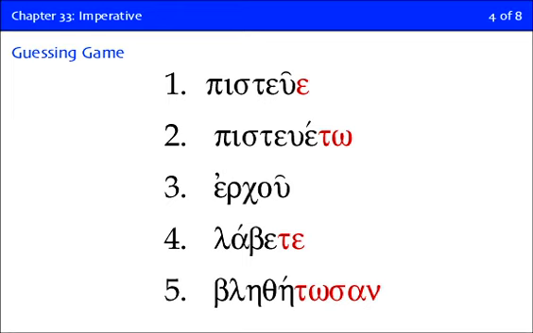You look at the stem and you say, is that the present tense stem? Is that the stem I memorized? The answer is no. It's an unaugmented aorist. It's a second person plural aorist active imperative, and you translate it.